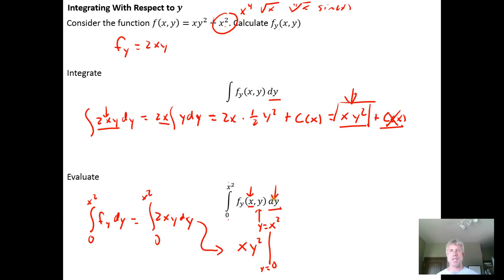So because we integrated with respect to y, everywhere we see a y, we replace those y's with the limits of integration. So plugging in the upper limit of integration in for y, we get x times x squared squared minus x times y squared, but the lower limit of integration is 0 squared. So we're going to wind up with x squared squared, which is x to the 4th, times x is just an x to the 5th power.